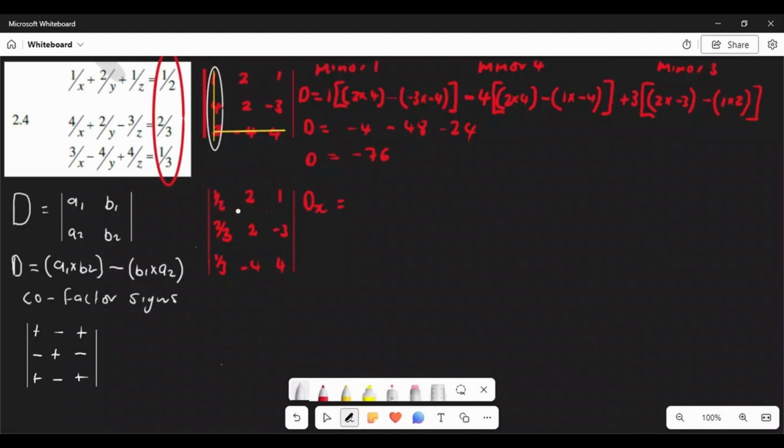You can decide to use the first row as your minor, or the row in the middle, the column in the middle as your minor. I would advise you to rather use the first one, right? The first column, right? If you started with the first column, rather use it through and through.